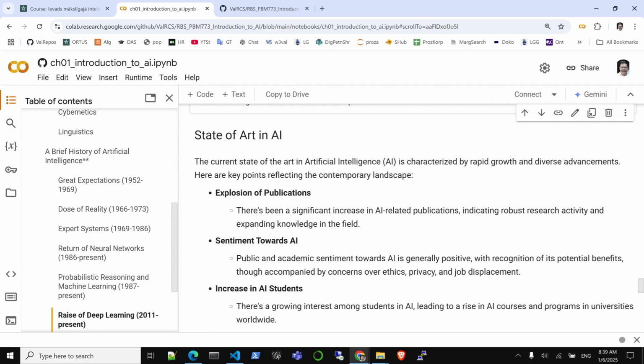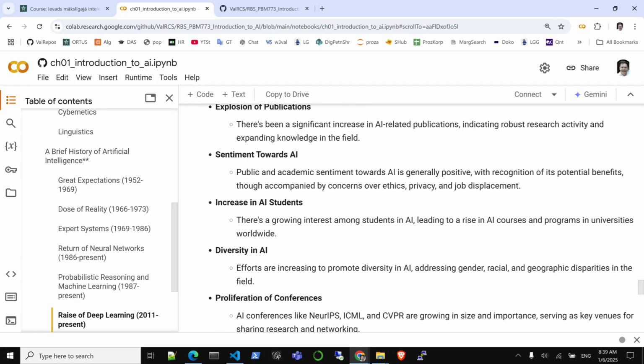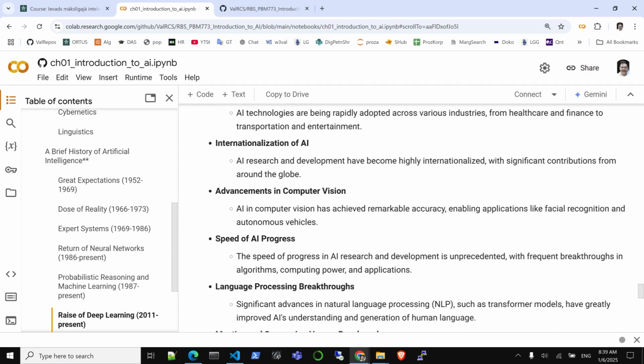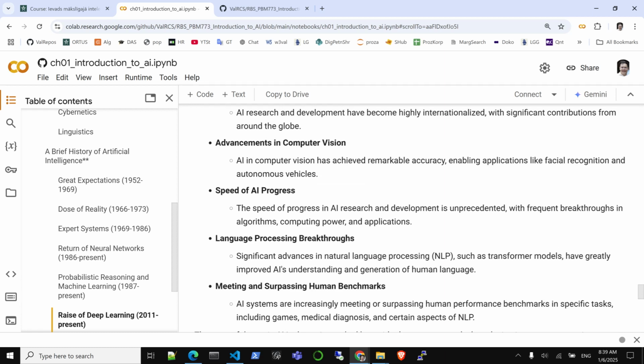There's an increase in AI students, among yourselves, right? The attitude is generally positive, but that's kind of changing right now. Some people are realizing the dangers, right? So there's huge diversity, lots of conferences, good stuff happening, at high speed. Some people think there might be a sort of explosion, one moment when AI really makes the next jump, right? Becomes smarter than us.